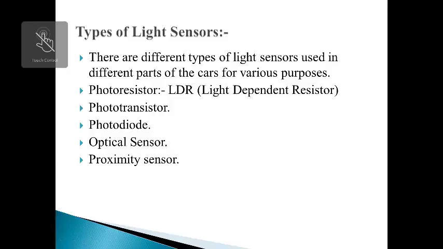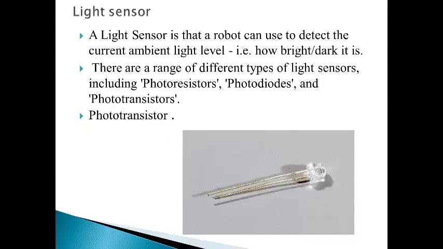There are different types of light sensors used in automotive vehicles. They are photoresistors, LDR (light dependent resistors), phototransistors, photodiodes, optical sensors, and optical resistors.